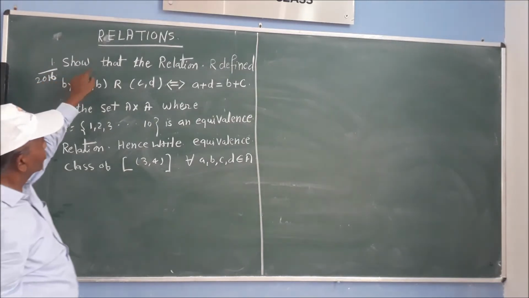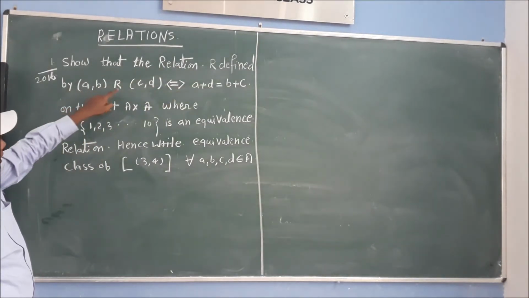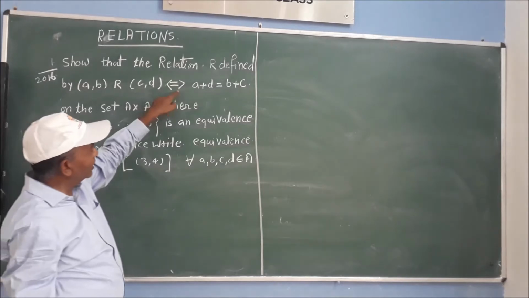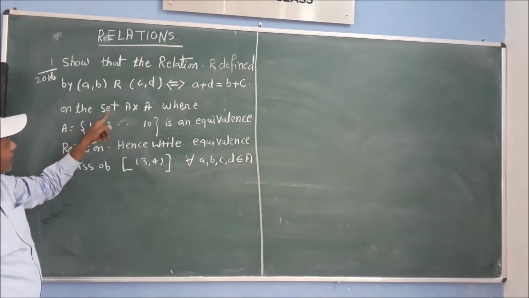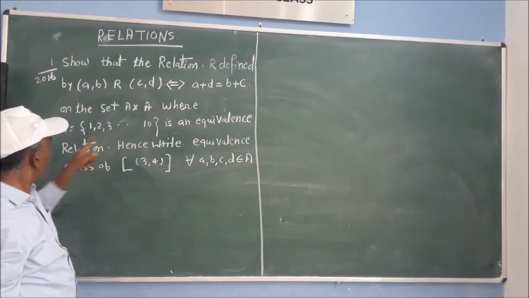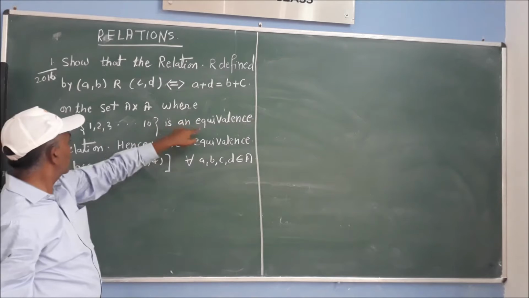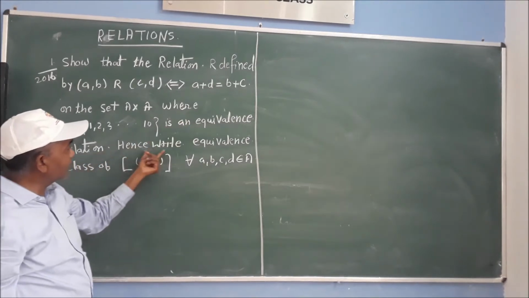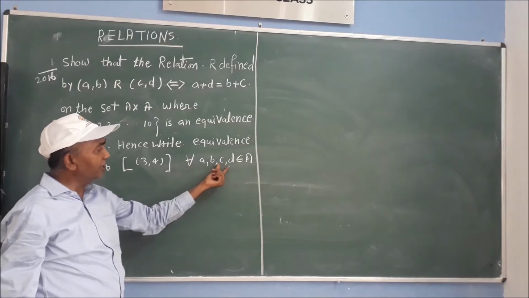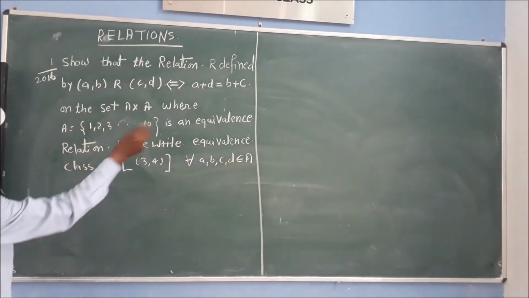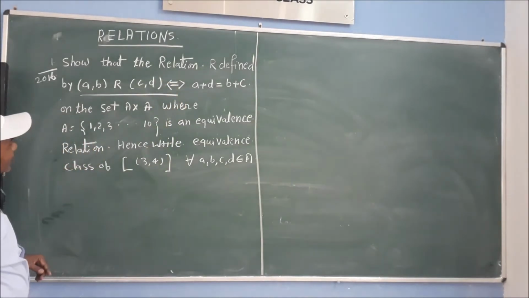The question is: the relation is defined by (A, B) related to (C, D) if and only if A plus D is equal to B plus C on the set A cross A, where A is equal to {1, 2, 3, up to 10}. Show that it is an equivalence relation. Hence write the equivalence class of (3, 4), for all A, B, C, D belonging to A. So we have to check that this relation is an equivalence relation, and the set is given.